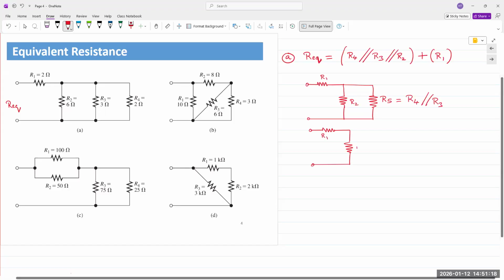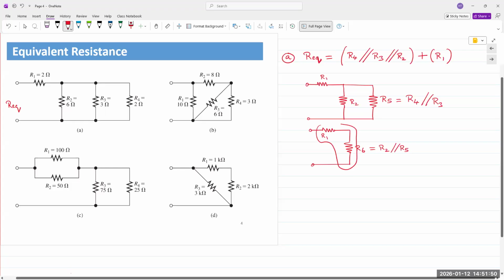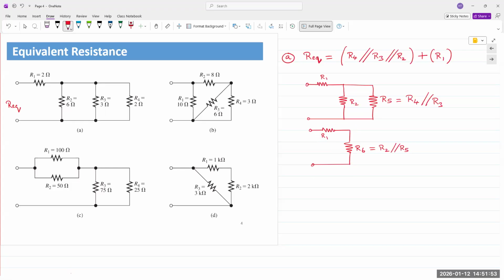This is R1. Let me call this R6. R6 would be R2 in parallel with R5. So I have 3 resistors in parallel. I have R4. R4 is in parallel with R3. I reduce that. I'm calling that as R5. R5 is then in parallel with R2. Reduce that mathematically to give me R6. Now, when I reduce it to R6, I can see that R6 and R1 are connected only at this junction right here. This junction, there's only 2 components.